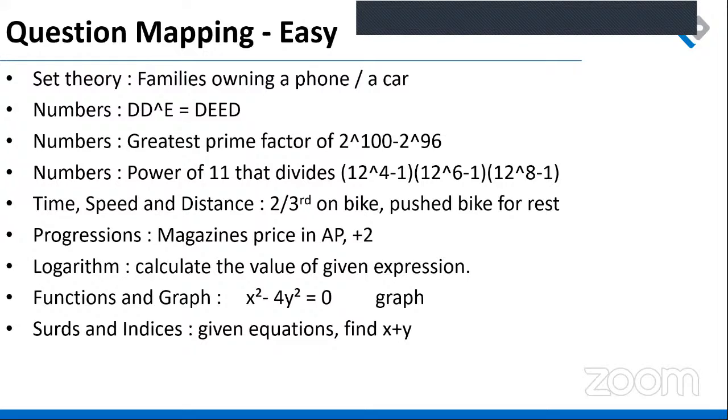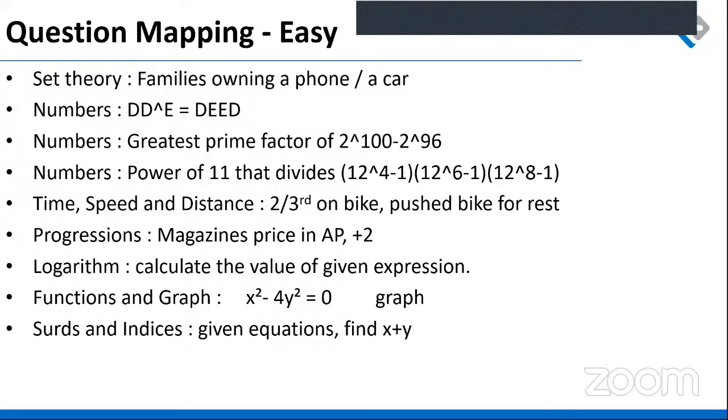Time, speed, distance, one easy question out of the 2. 2/3 of the distance is traveled on a bike, and then the bike has a problem, so the bike is pushed for the rest of the 1/3 of the distance, and a timing is given. So you have the distance ratio and the ratio of the timings. So ratio of speeds could have been worked out very quickly. Quite an easy question.